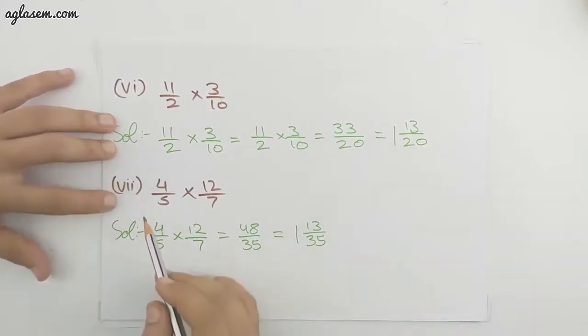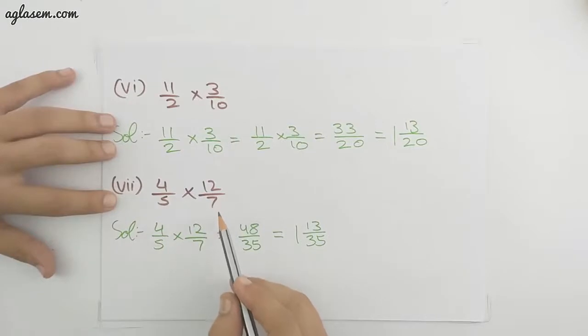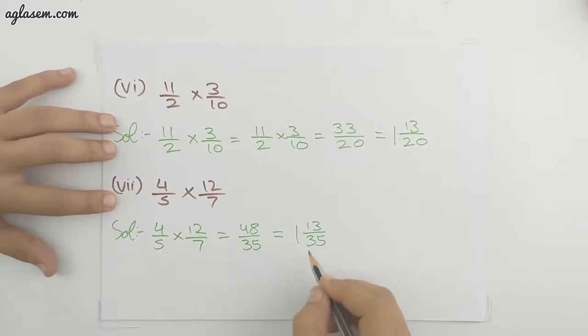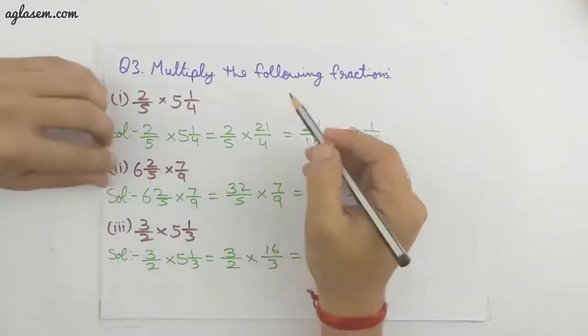Moving to the seventh part, which is 4 by 5 multiply by 12 by 7. If we multiply 4 by 5 with 12 by 7, we will get 48 upon 35, and this is an improper fraction. Now we will change into mixed fraction. So this will be 1 whole 13 by 35. Moving to the third question of the exercise, which is multiply the following fractions.